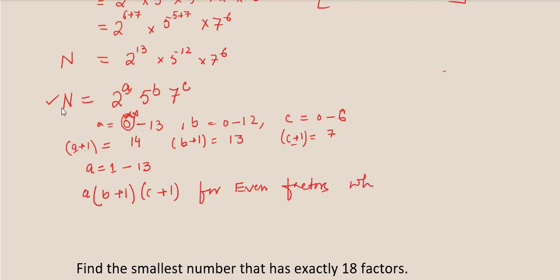Well, a is power of 2. So what could be the result? It would be 13 multiplied by 13 multiplied by 7, and that would give us 1183, which is the answer.